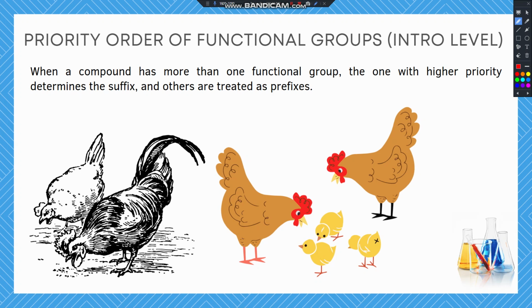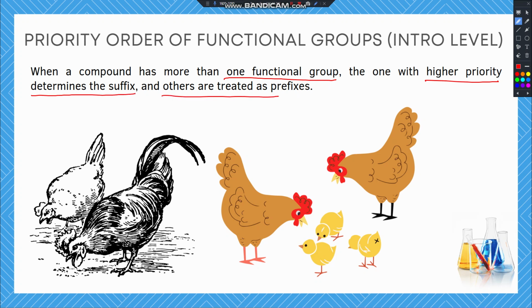Now that we have talked about naming organic compounds that contain a functional group, let's talk about the priority order of functional groups. Now, when a compound has more than 1 functional group, the one with the higher priority determines the suffix, and the others are treated as prefixes.